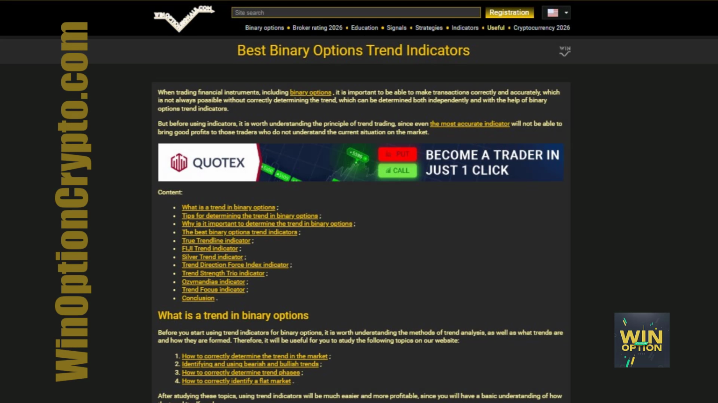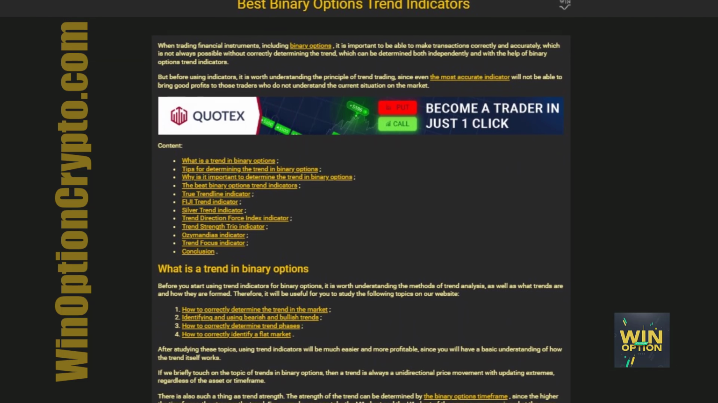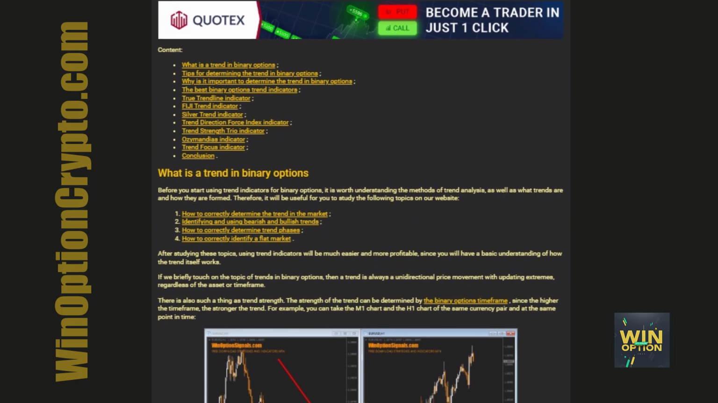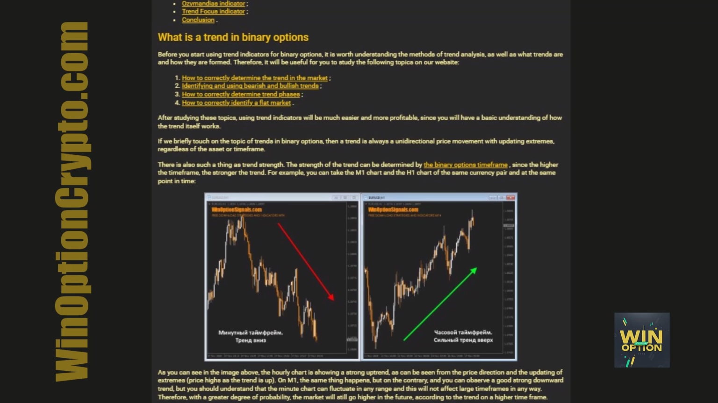If you want to learn more about trend indicators and how to properly apply them in binary options trading, we recommend the article, Best Trend Indicators. Some useful materials to help you better understand technical techniques and level up your skills.